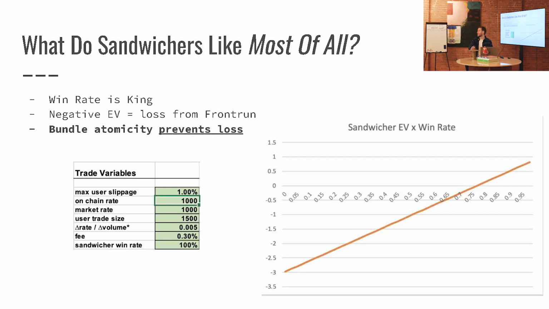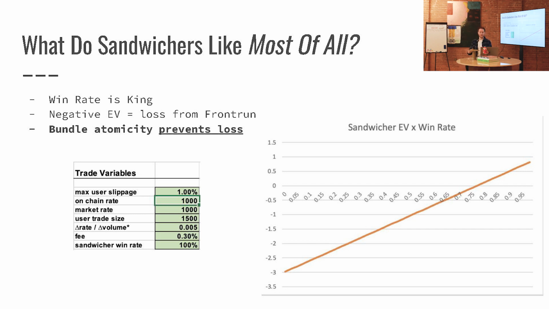What do sandwichers like most of all, though? Winning. Sandwichers like winning. And at the end of the day, because that first front-running transaction is a loss leader, if just that loss leading transaction lands on chain and then their own backrun doesn't actually win, then they lose money, right?